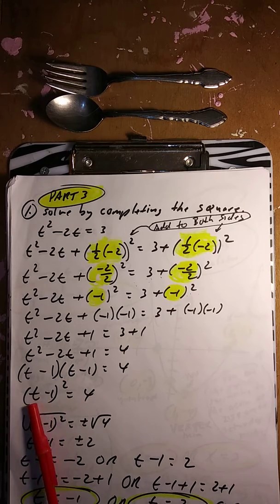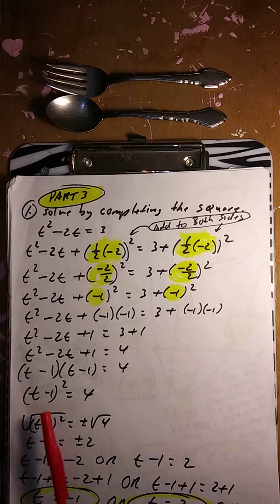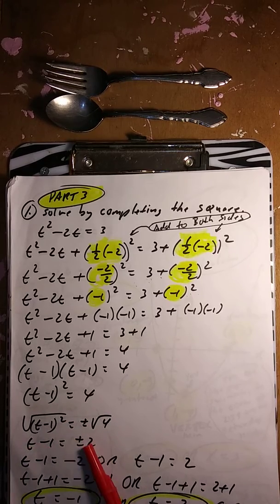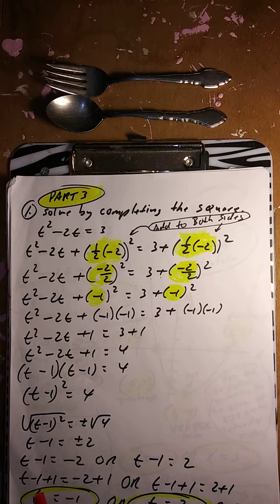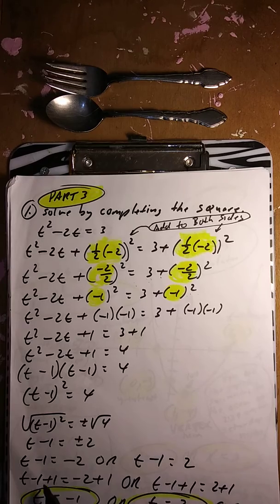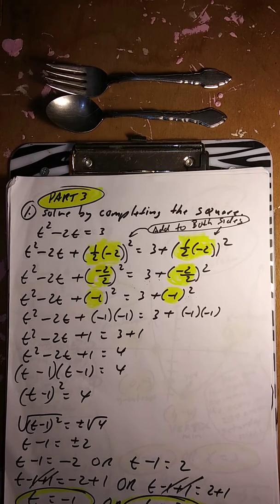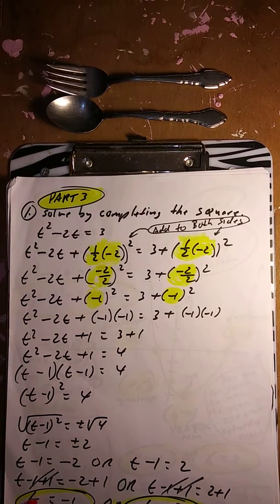Now, t minus 1 squared equals 4. Take the square root of this, square root of this. So t minus 1 equals plus or minus the square root, so this would be 2. So we have t minus 1 equals negative 2, or t minus 1 equals positive 2. So now what do we do? We add 1 to both sides. And are they going to cancel again? Yes, of course. These are gone, and these are gone. What's left over is t equals negative 1 or t equals what? Positive 3 again. Alright. So now, this is by completing the square.